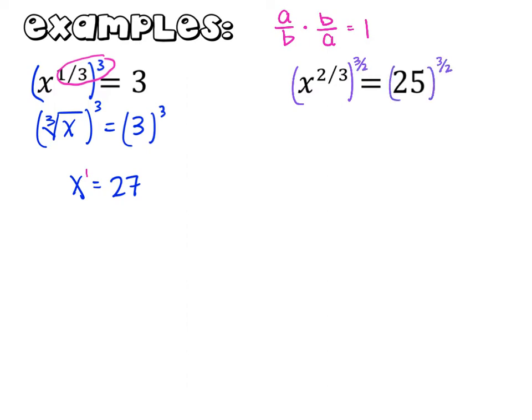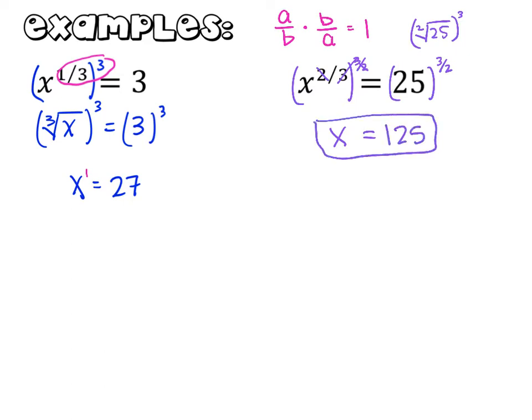So 3/2 times 2/3, 2 on top, 2 on bottom, 3 on top, 3 on bottom, that all cancels out, and it's just x equals, well, you could use a calculator and just type in 25 to the 3/2 power. Or we could think of it just like we did the other day: that was the square root of 25 and then the answer cubed. The square root of 25 is 5 and 5 cubed is 125.